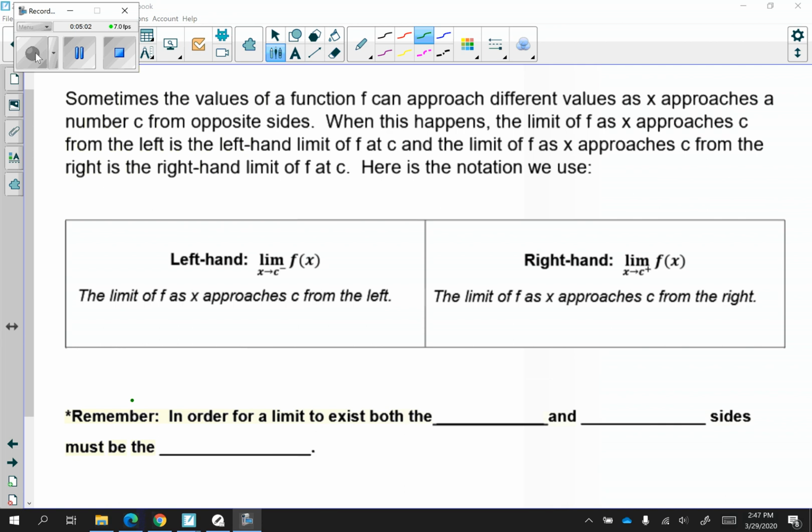Here's the notation we use. So again, we hit on this briefly yesterday. From the left hand, the limit as x approaches c with the minus sign. That's from the left-hand side. And the right-hand side has that plus sign. So remember, in order for a limit to exist, both the left and the right sides must be the same. And we're going to take a look at a few examples of this.